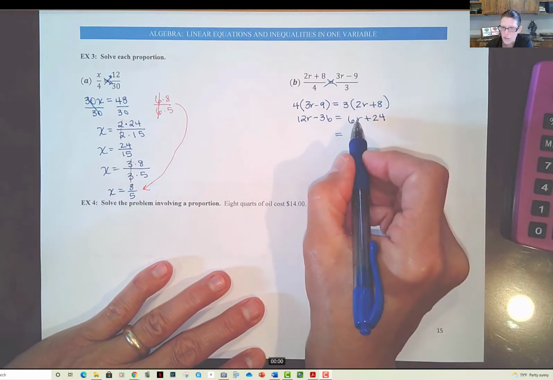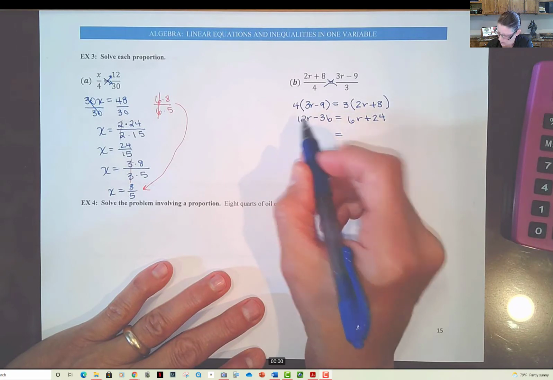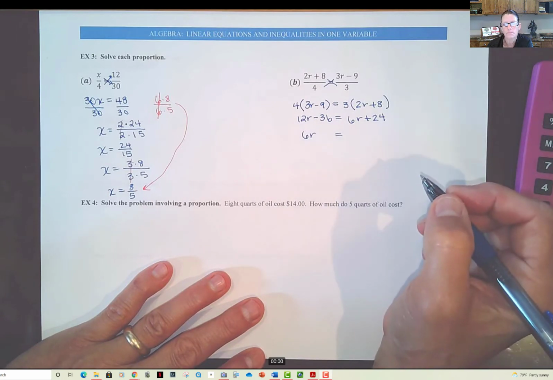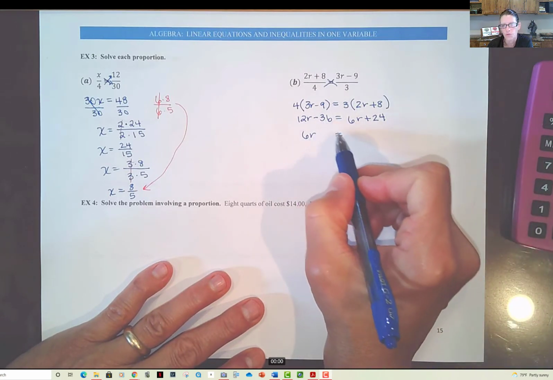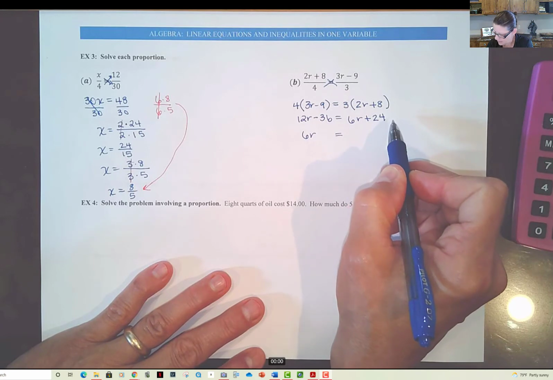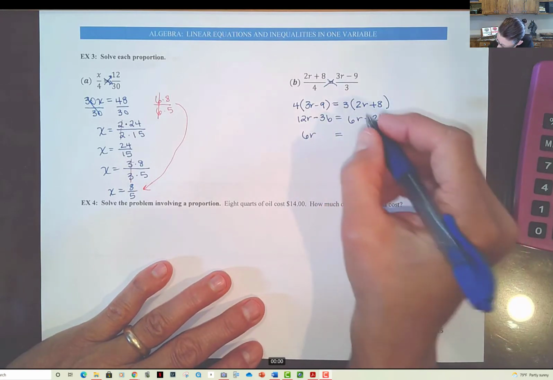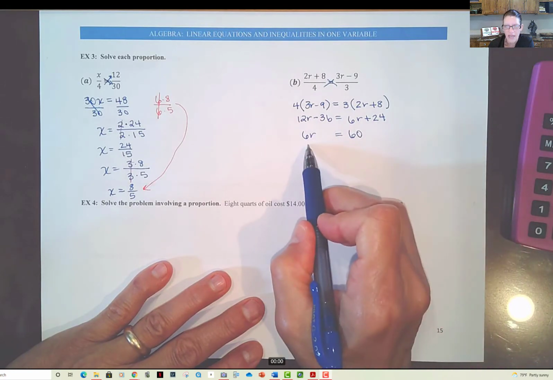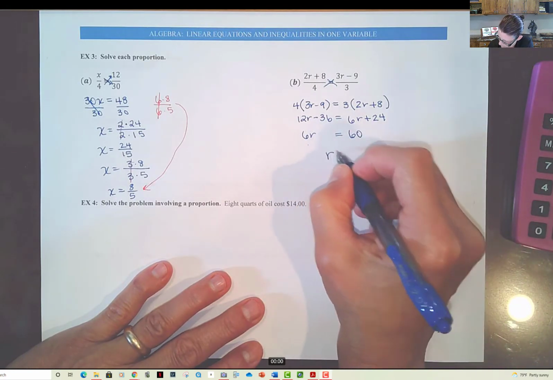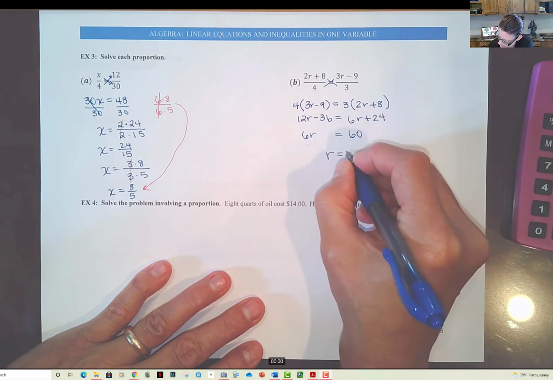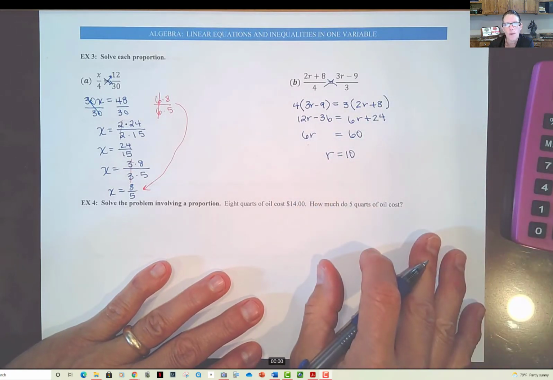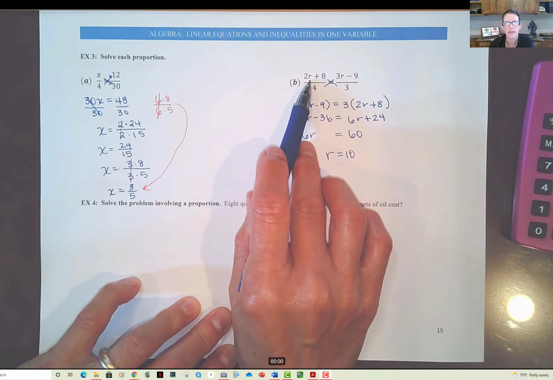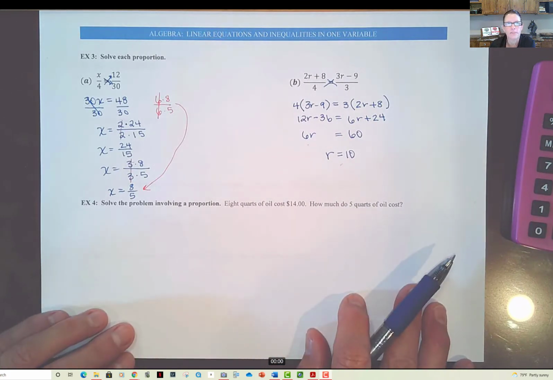Okay. I'm going to subtract 6r from each side. 12r minus 6r is 6r. Okay. And let's move the number terms to the right by adding 36 to each side. 24 plus 36 is 60. And last step, divide each side by 6. 60 divided by 6 is 10. And as always, you can substitute these solutions into your original equation and show that they do give a true statement.